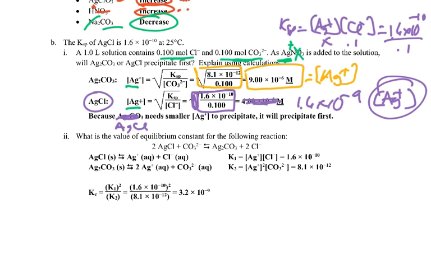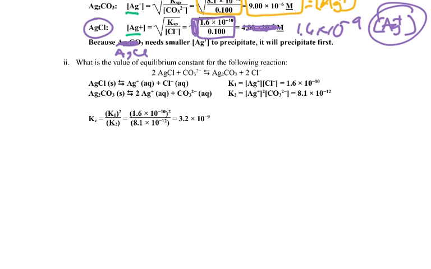Now the last part here, what's the value of the equilibrium constant? Well, for this reaction, hopefully you recognize that this one could be put together using the two Ksp equations. Now the Ksp equations, you have to know what that means. Just saying Ksp, you know it's solid turns into ion and ion for silver chloride, and solid turns into silver ions and carbonate for the silver carbonate.